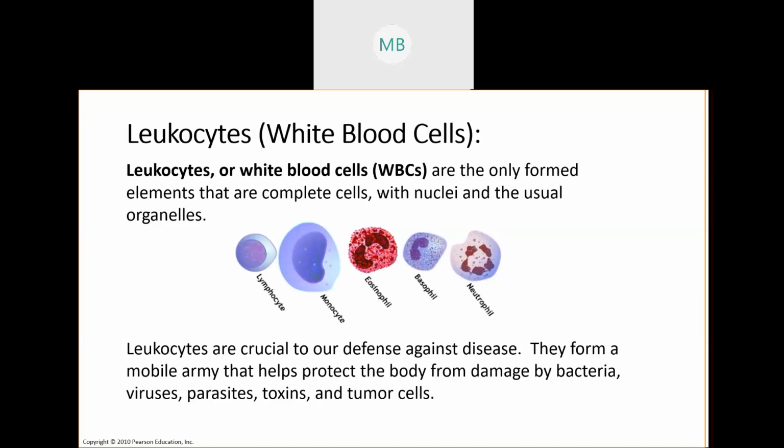If you need a mnemonic to help you remember that order for white blood cells, the one I like to remember is never let monkeys eat bananas. So never let monkeys eat bananas: neutrophils, lymphocytes, monocytes, eosinophils, and basophils.